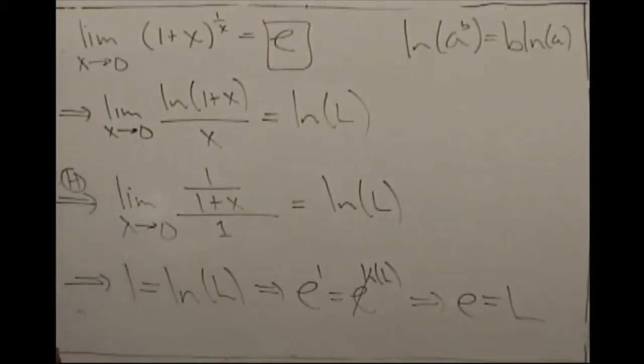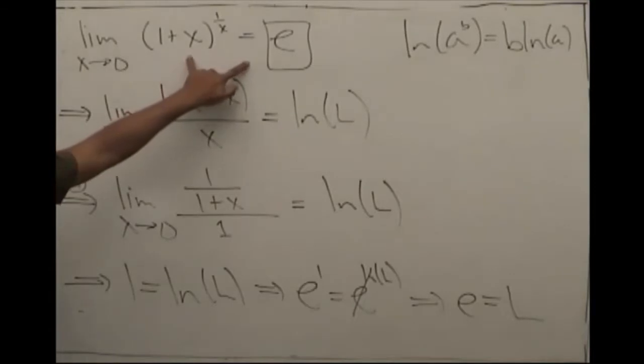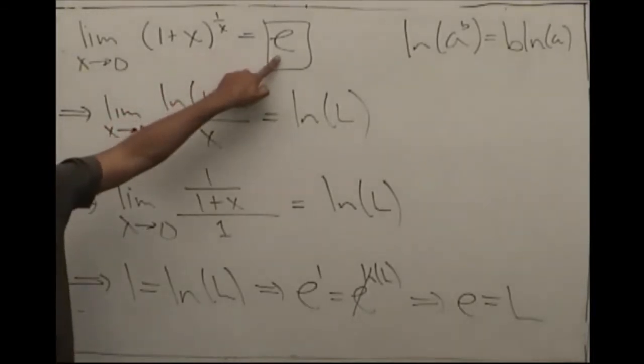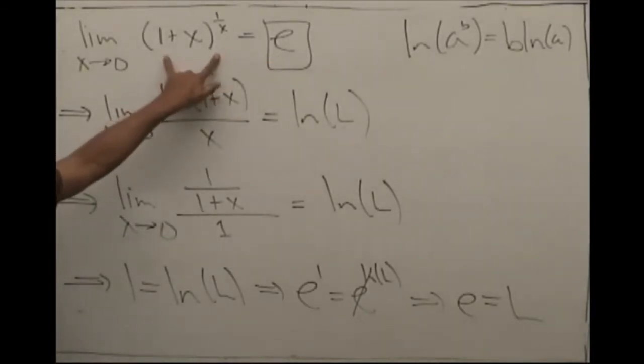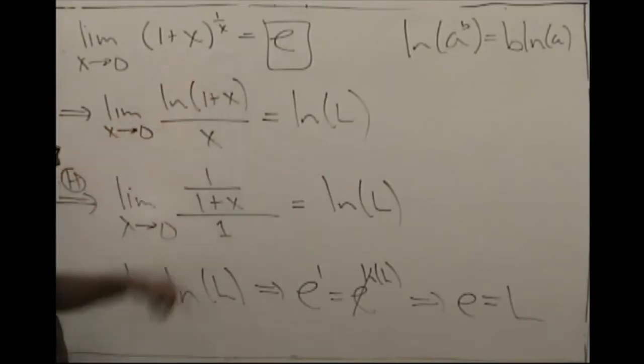In some analysis books, this is the way people define the number e. It's the limit of this thing, whatever that happens to be.